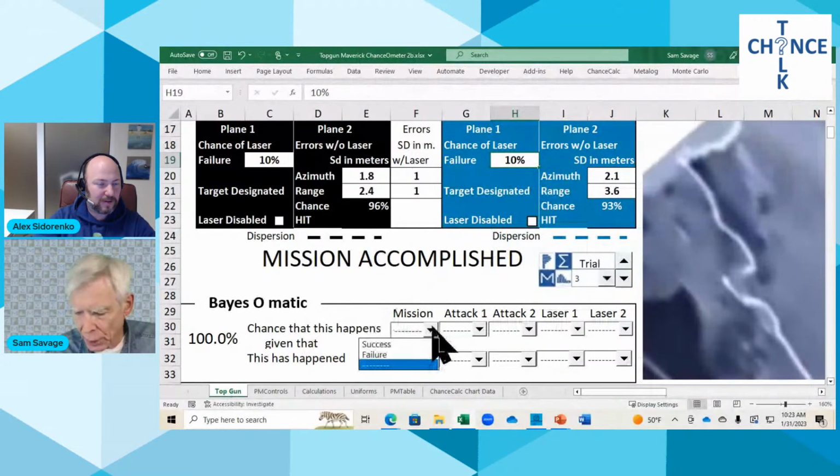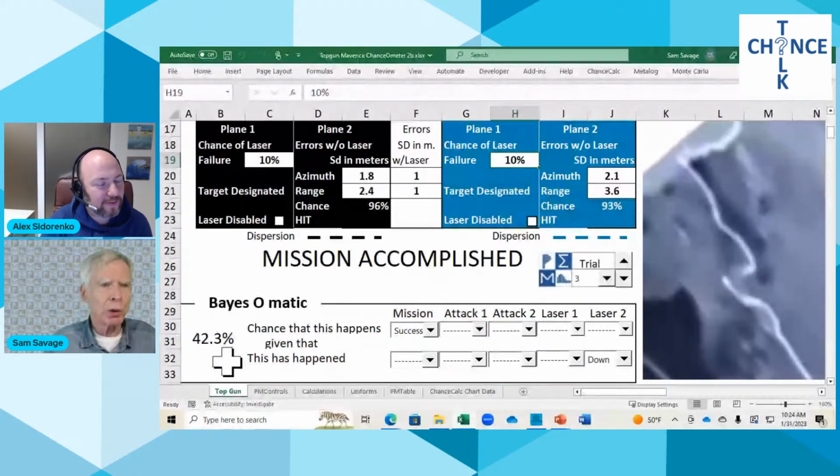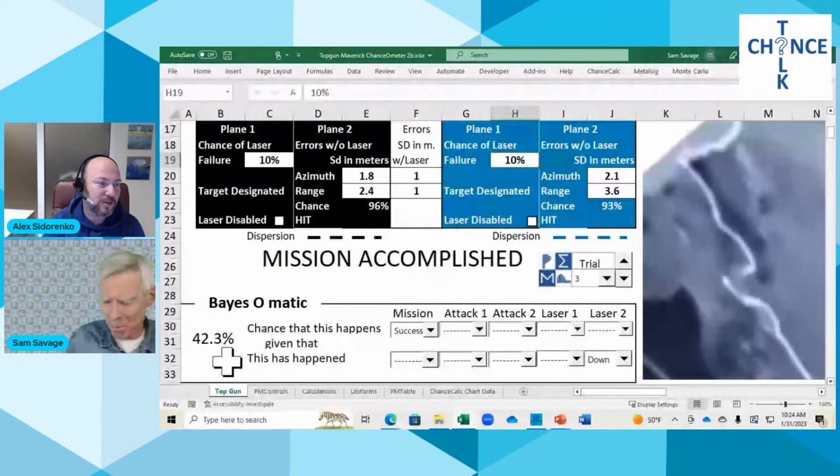For example, what's the chance that the mission succeeds? 89%. We already had that, from the chanceometer at the top. But what's the chance that the mission succeeds given that laser 2 is down? Oh, that's 42.3%. Whoa. So back to your chemical plant, what's the chance that the plant blows up given that the sprinkler system was faulty? Exactly. This is so powerful to test the effectiveness and the dependency on different controls.